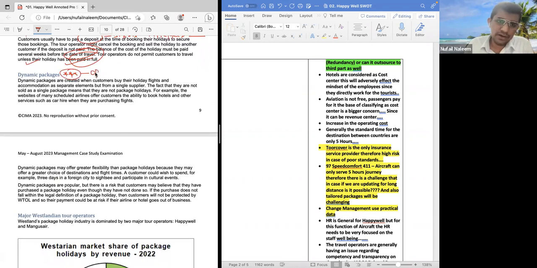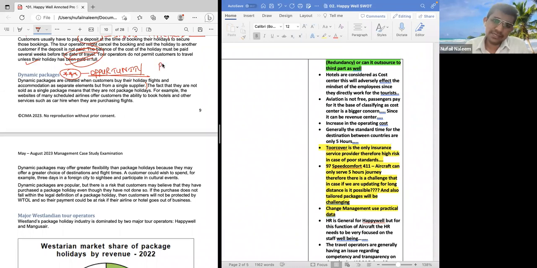So I'll write down here opportunity, students, and I'll guide you how we can transform this into an opportunity so that it will be very, very easy for you all. Dynamic packages are created when customers buy their holiday flights and accommodation as separate elements from a single supplier. That means not as a package, they buy based on convenience and the budget.